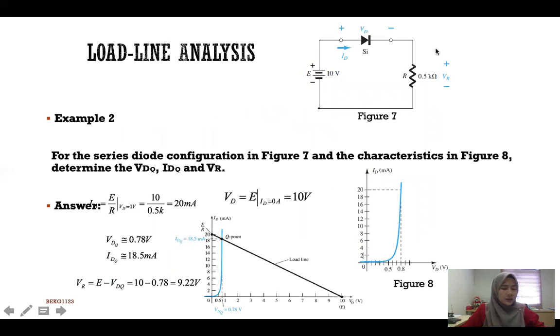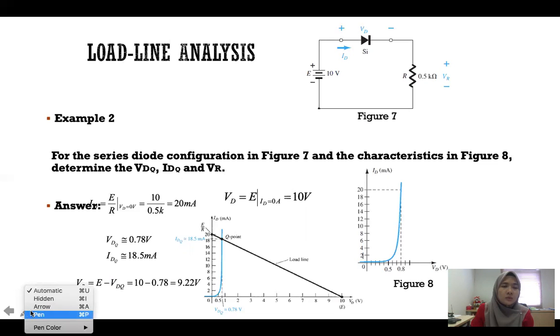Now let's look at an example. Given this circuit, which is similar to the previous circuit, you have the voltage source, diode, and load resistor. The question is: for the series diode configuration in figure 7 and the characteristics in figure 8, determine the VDQ, IDQ, and also VR. This is the diode circuit in figure 7, and this is the VI characteristics of the diode in figure 8.